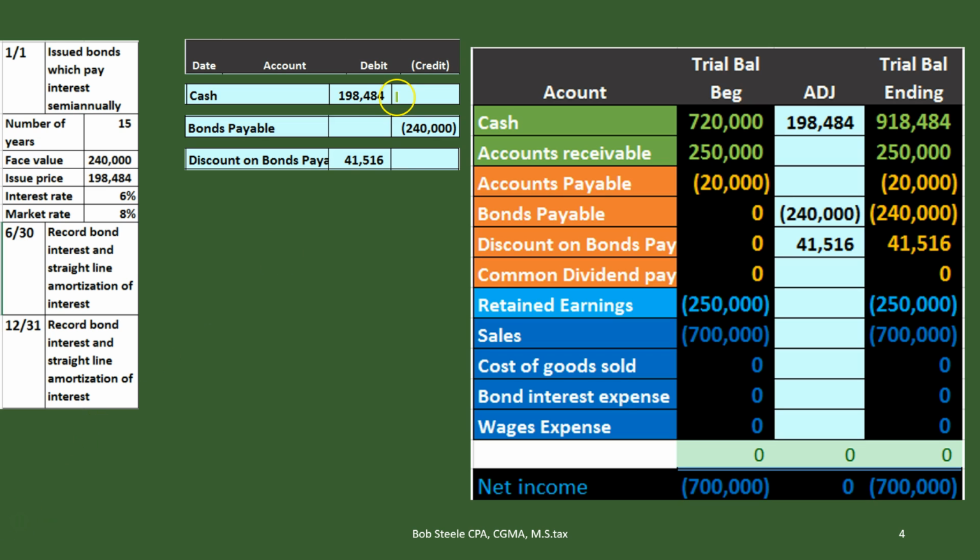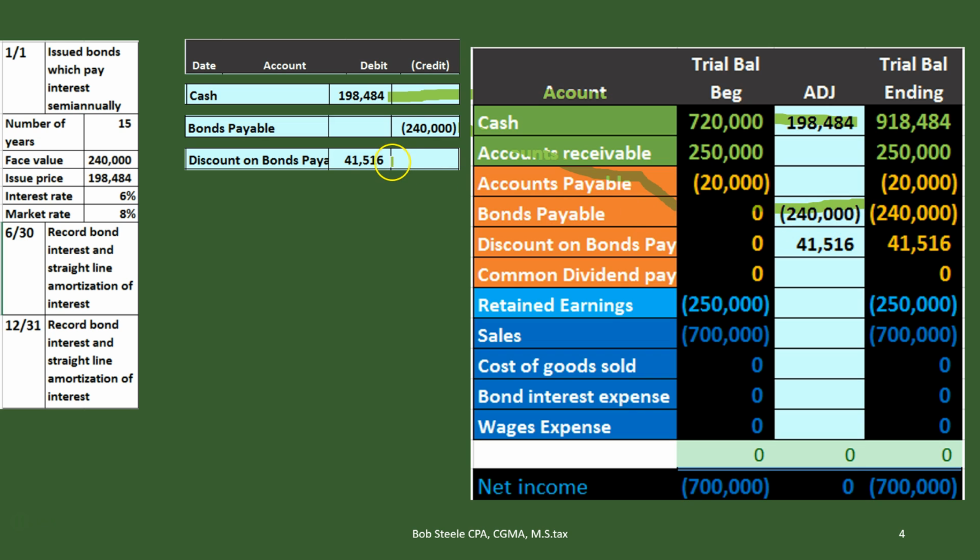Now, of course, if we posted this out, then we would say cash has a debit balance. We're going to increase the cash here by this 198.484, and it's going to go up to 918.484. Then the bonds payable, we have a credit balance in the bonds payable. Bonds payable is a liability down here. So it has 0. It's going to go up by the 240 to the 240 credit balance.